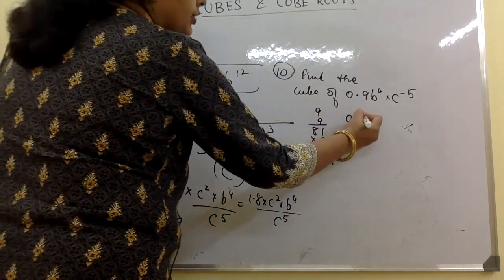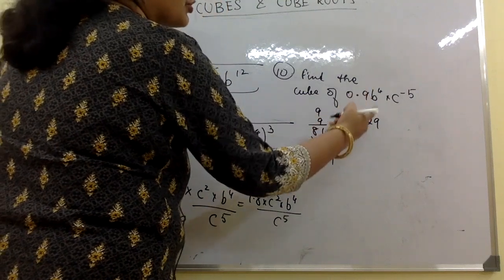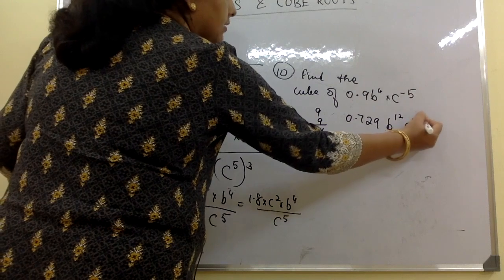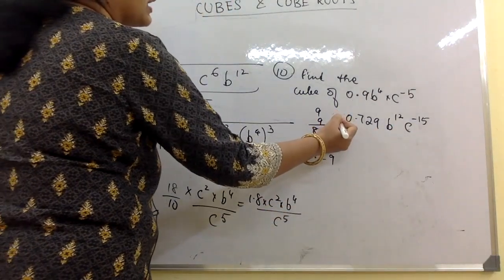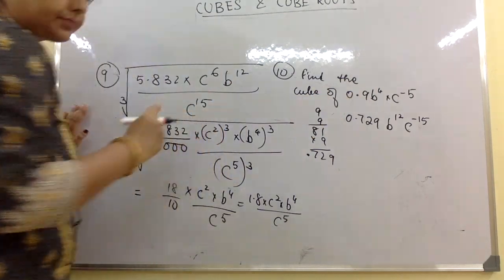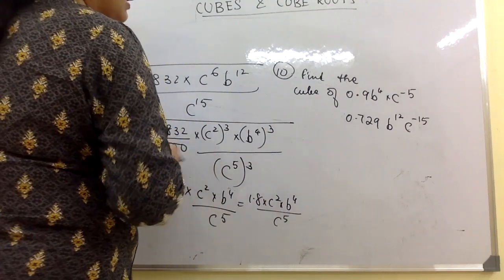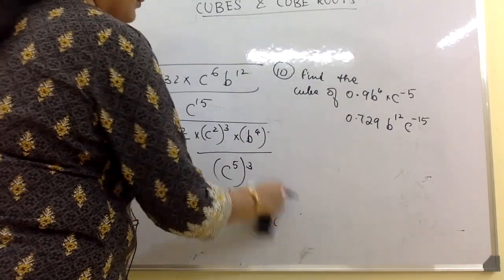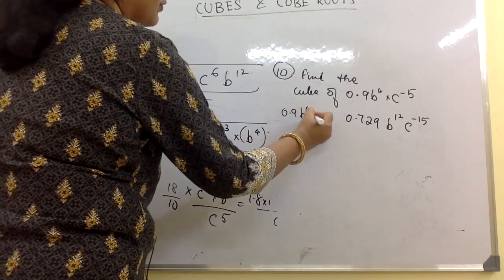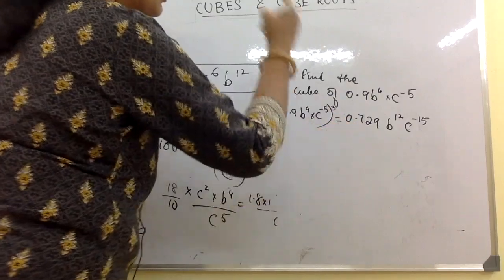So 0.729, and this is cubed, so it is b to the power 12 and c to the power minus 15. That is my cube of this number. Okay, so I can write it like this: 0.9 b to the power 4 c to the power minus 5, cubed, is equal to this.